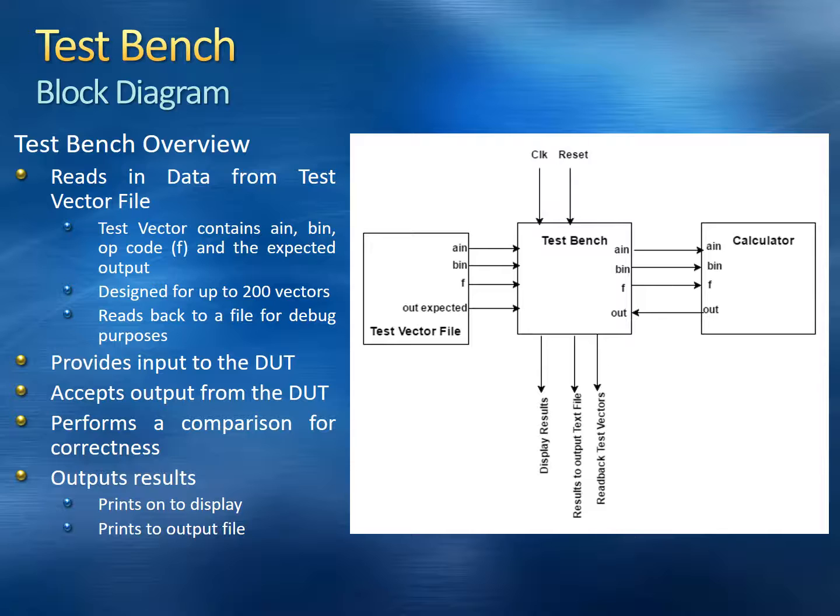I also added a readback file capability. This was to help me debug some issues I was having with not decoding properly. I'll talk more about that on a later slide. The test bench will pass the input codes to the DUT and accept the output back to compare with the expected value. The test results will be printed to the screen as well as to an output test file.